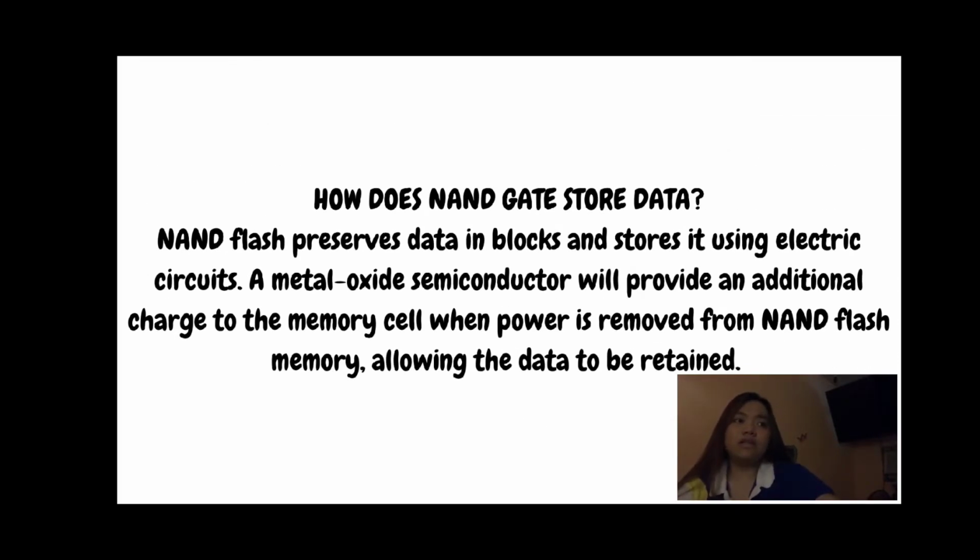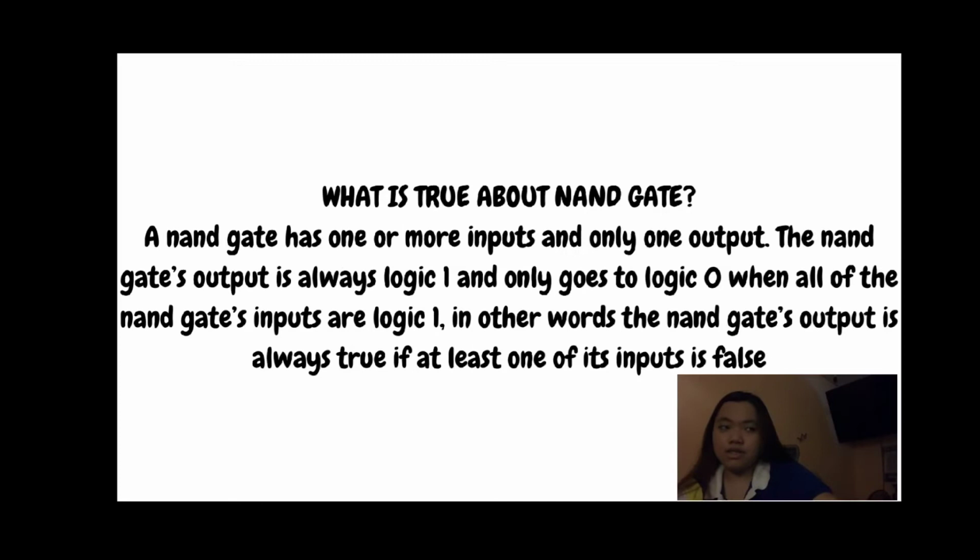So, how does a NAND gate store data? NAND flash preserves data in blocks and stores it using electric circuits. A metal oxide semiconductor will provide an additional charge to the memory cell when power is removed from NAND flash memory, allowing the data to be retained.